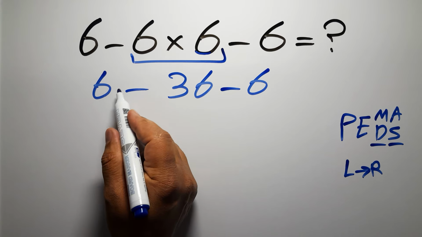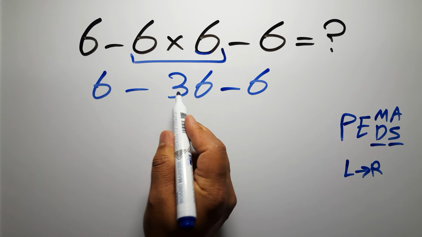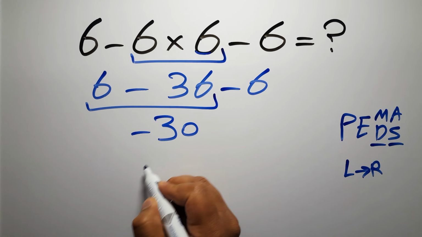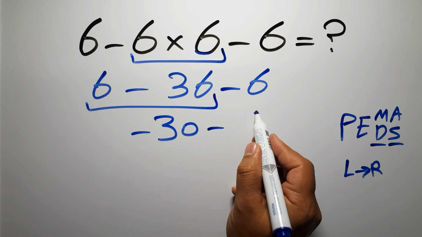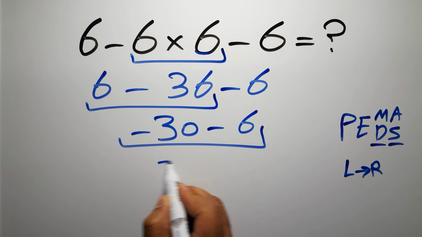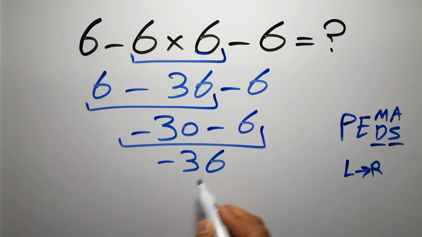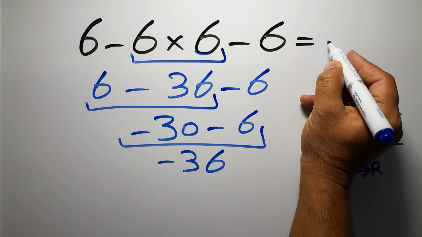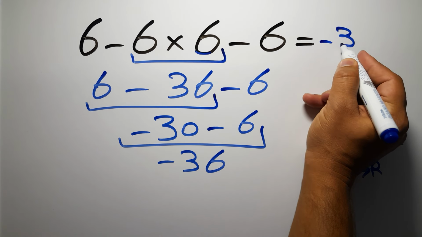So first we have to do this subtraction. 6 minus 36 gives us negative 30. So negative 30 minus 6, which gives us negative 36. And this is our final answer to this problem. The correct answer is negative 36.